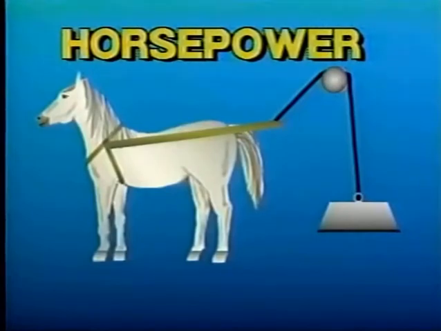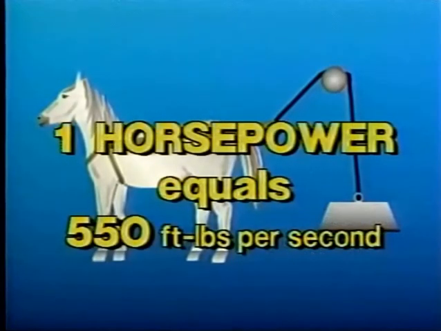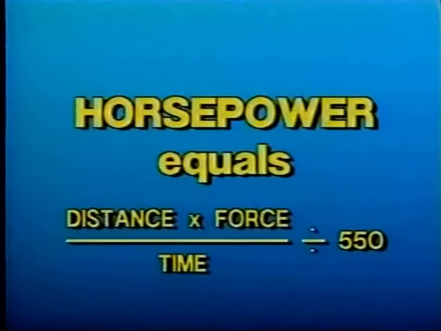The inventor James Watt originally devised horsepower to compare the power of his steam engine to the power of a horse. His experiments found that a horse could move a load of 550 pounds over a distance of 1 foot every second. So 1 horsepower is equal to 550 foot-pounds of work per second. Written out in equation form, horsepower can be seen as distance times force over time divided by 550.